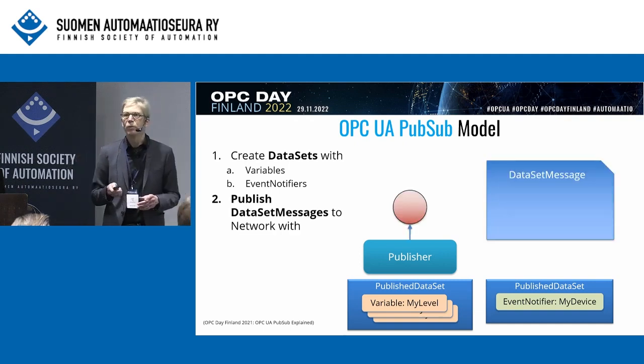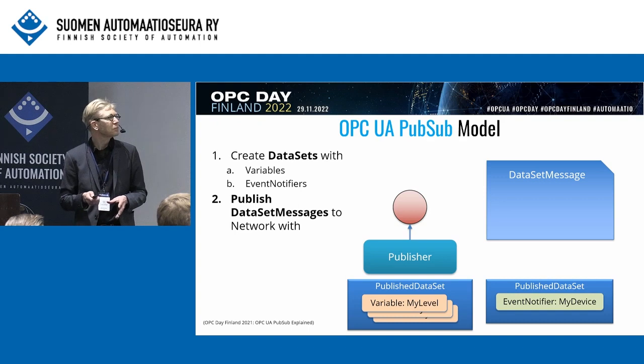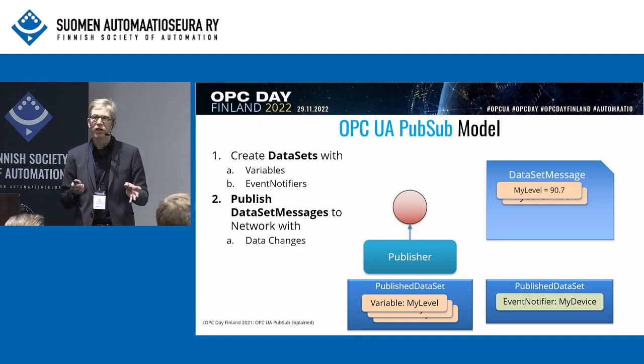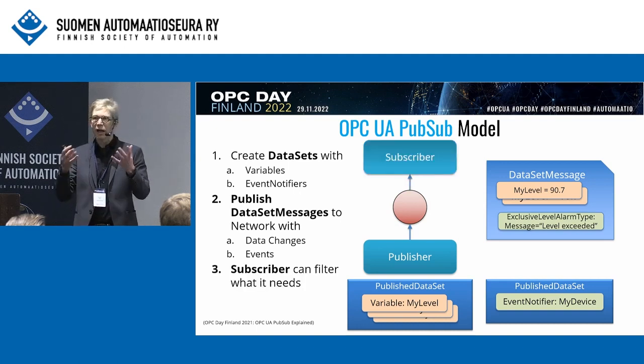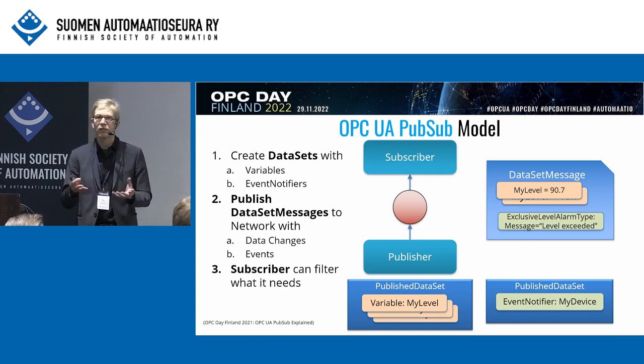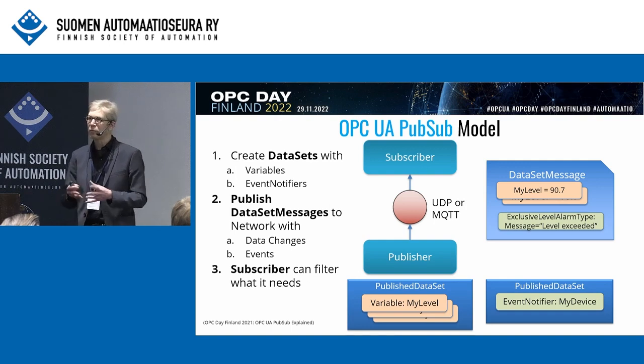And in the publisher model, the publisher is just broadcasting this information to a network. And it's sending data changes to these variables, or it's sending event notifications, which are like snapshots of certain event data or alarm data. And then you can have a subscriber that can filter from the network whatever it needs. And then this extends. You can have any number of publishers, and you can have any number of subscribers in practice as well.